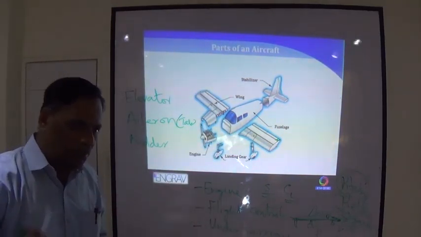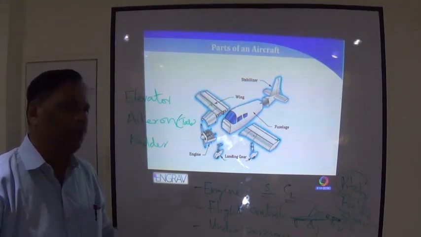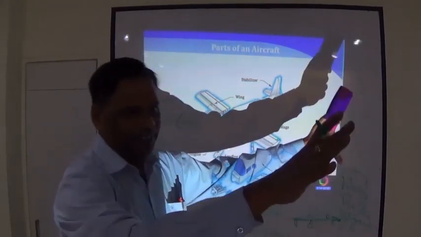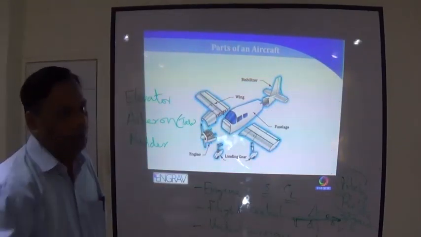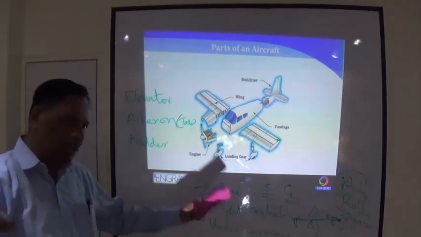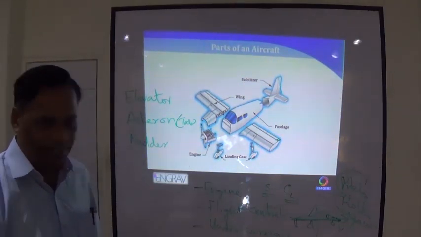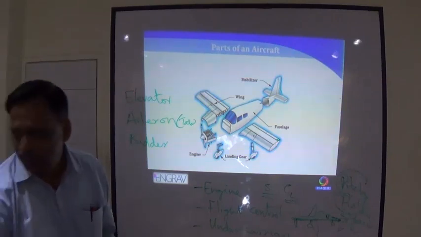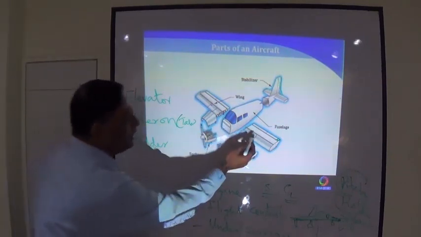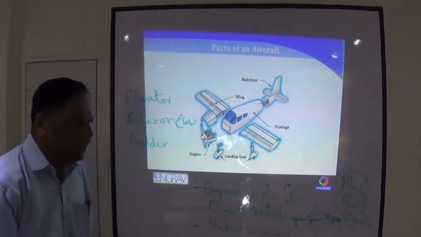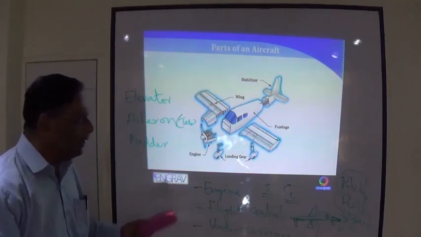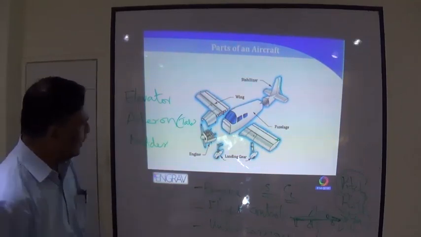So flap is used during takeoff for increasing the lift. But while landing, the flap is used to decrease the lift and act almost like an air braking effect. So flap is this. Flap is not regularly used. It's not used to control the aircraft for these three motions.